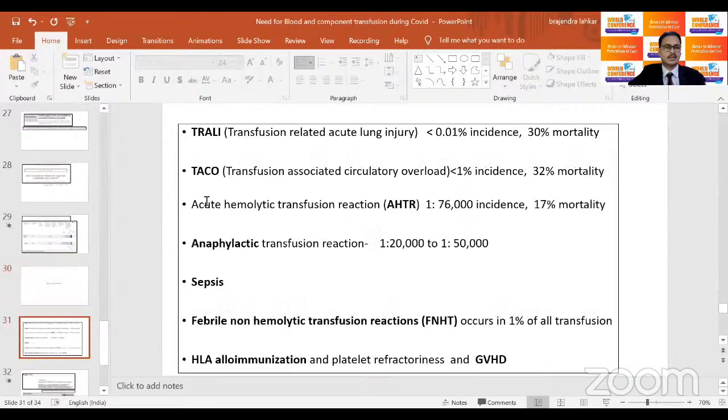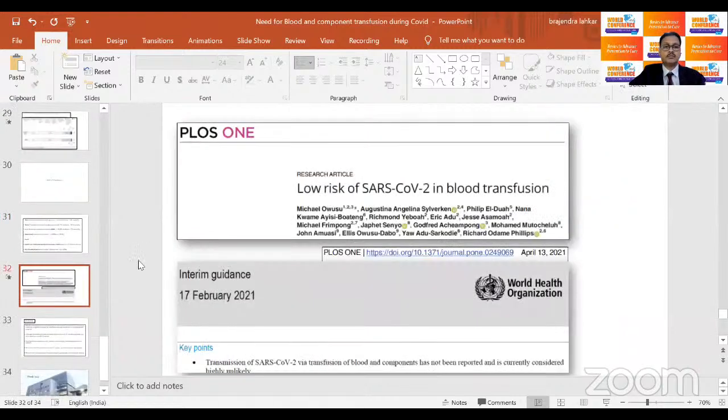Risks of transfusion are just like transfusion of any component: TRALI, TACO, acute hemolytic transfusion reaction, anaphylactic reactions, then febrile non-hemolytic transfusion reactions, and HLA immunization. These are all known complications of transfusion. But sepsis is also one. And many times people used to discuss whether SARS-CoV-2 may be transmitted through blood to other persons. The WHO, in its statement, says that this is highly unlikely, it has not been reported, and this is a highly unlikely state.